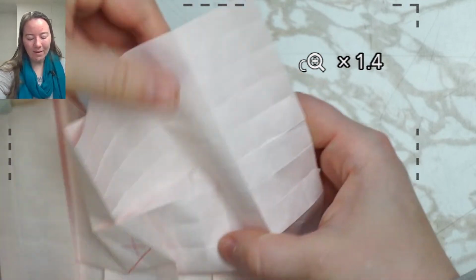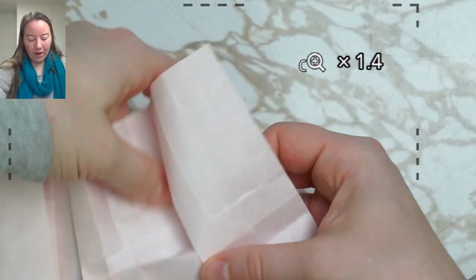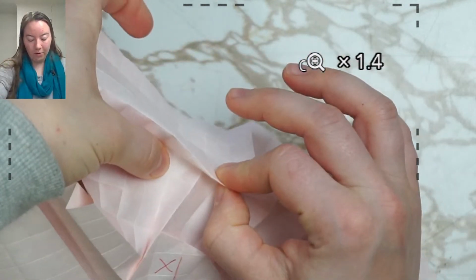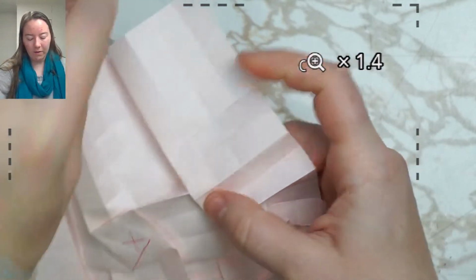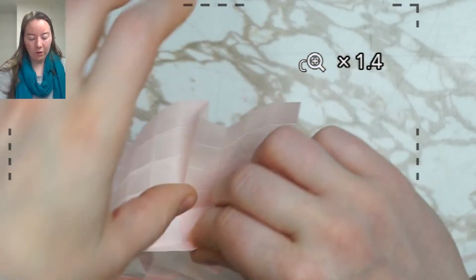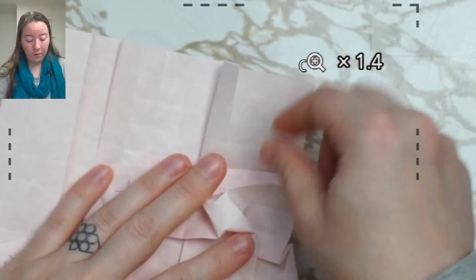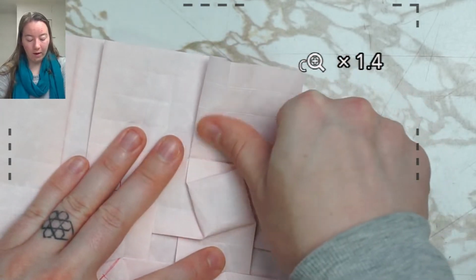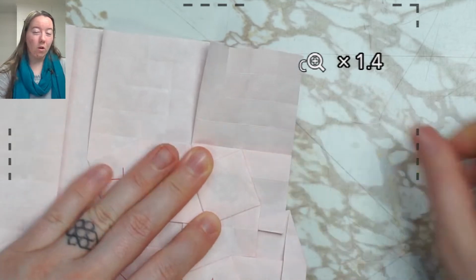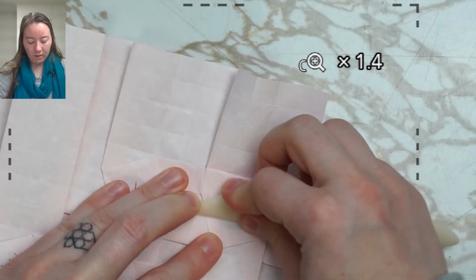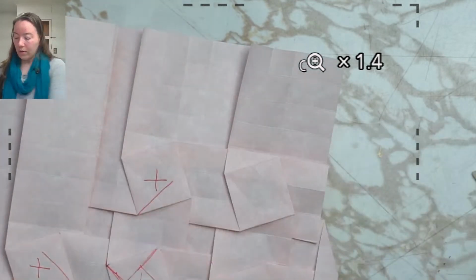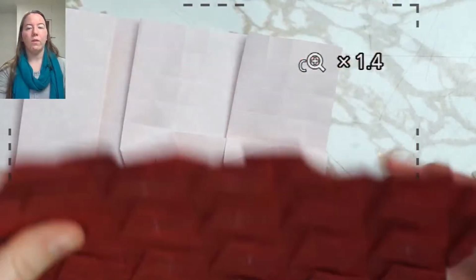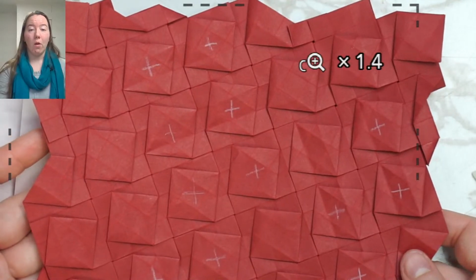And with these alternating tessellations that are alternating on opposite sides, it's very easy to remember which twist to put in, even if you have closed and open, because all of the closed twists will be on one side and all of the opens will be on the other. Like this one has all closed on one side and all open on the other.